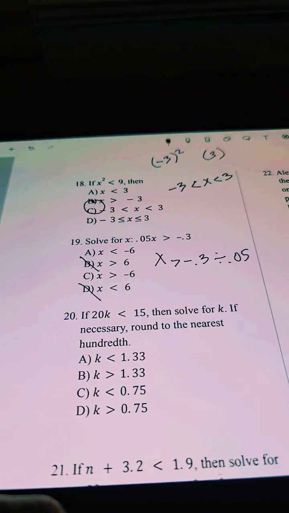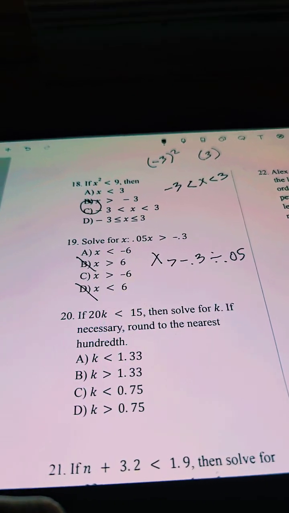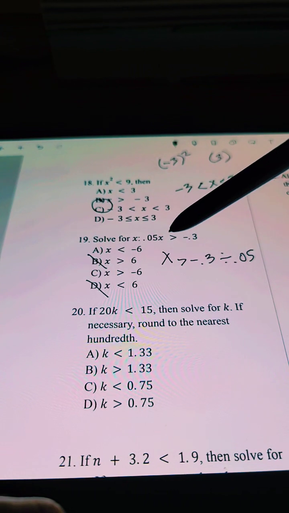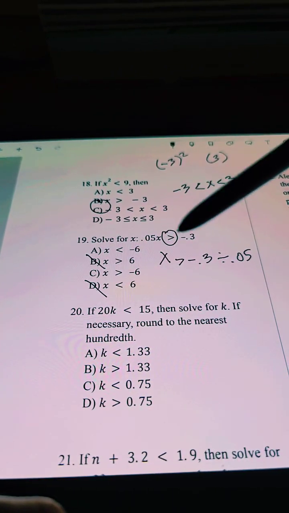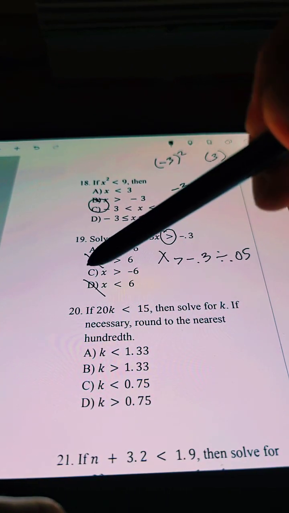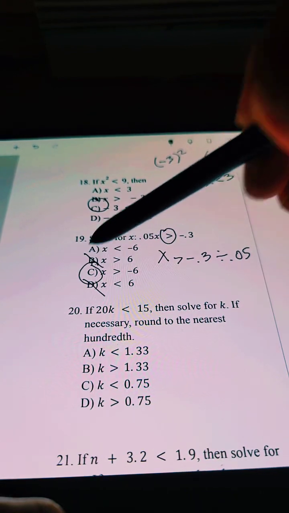And then you also know that the inequality symbol doesn't change. So actually, you don't even technically need to plug this into a calculator at all. You can just say, oh, I know that the symbol doesn't change direction because I didn't divide by a negative. So the only option it could be is C.